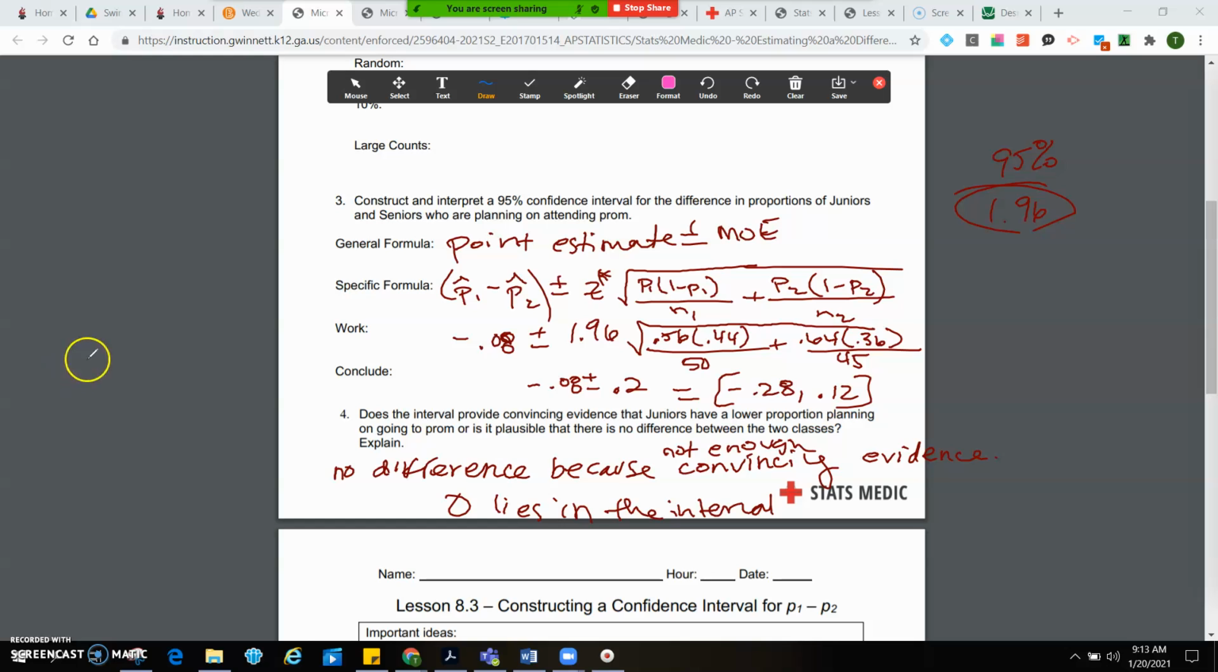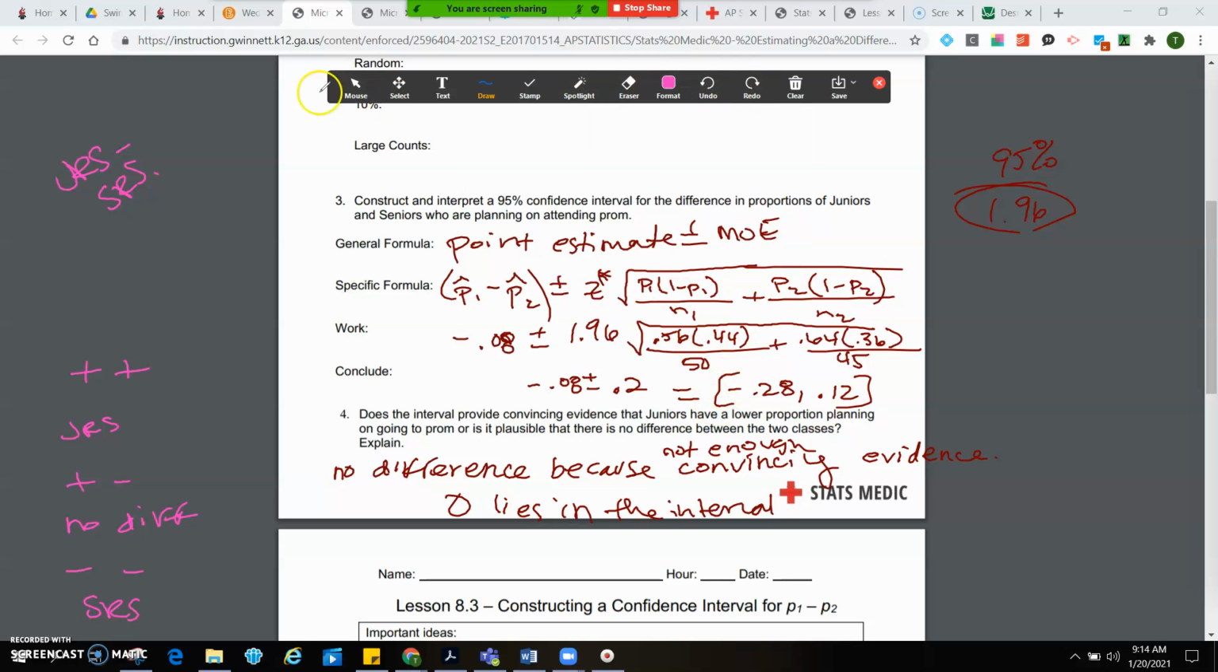an interval that has a plus plus, then that means that there's going to be more juniors. If you have a plus minus, there's going to be no difference. And then if you have a minus minus, there's going to be more seniors. And notice how we did juniors minus the seniors. So that's something to just keep in mind.